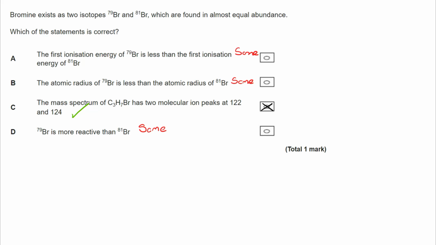So that leaves us with the correct answer. When you add up 3 carbons, 7 hydrogens, and a bromine 79, it gives you an Mr of 122. When you take 3 carbons, 7 hydrogens, and a bromine 81, it will give you a value of 124. And so you do get those 2 molecular ion peaks.